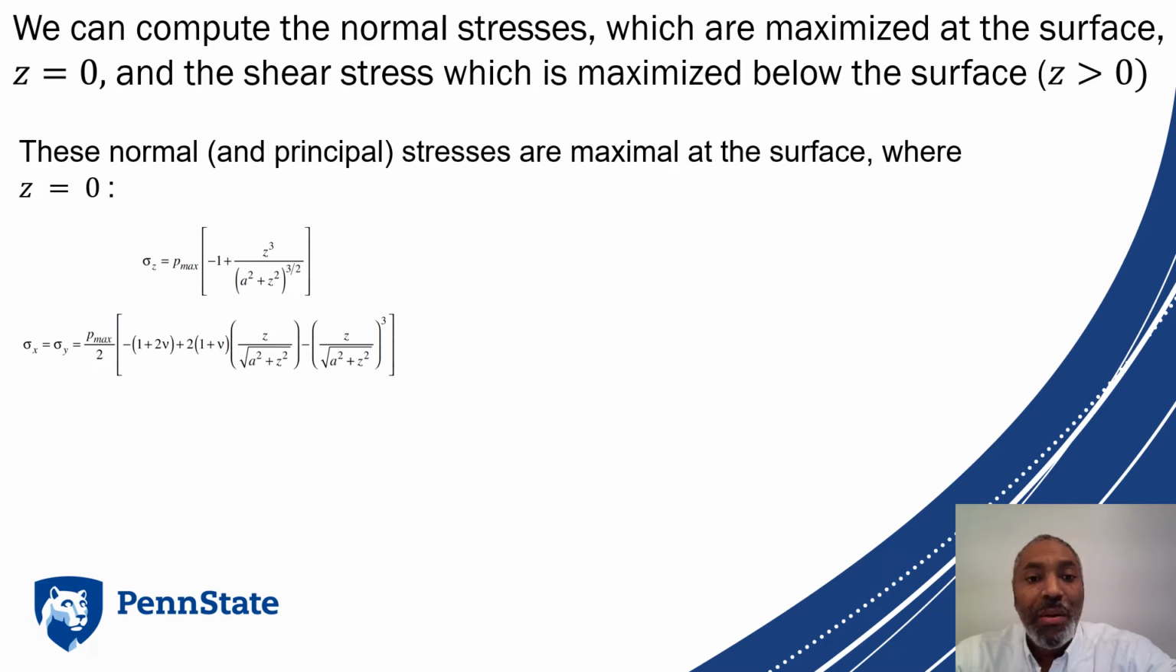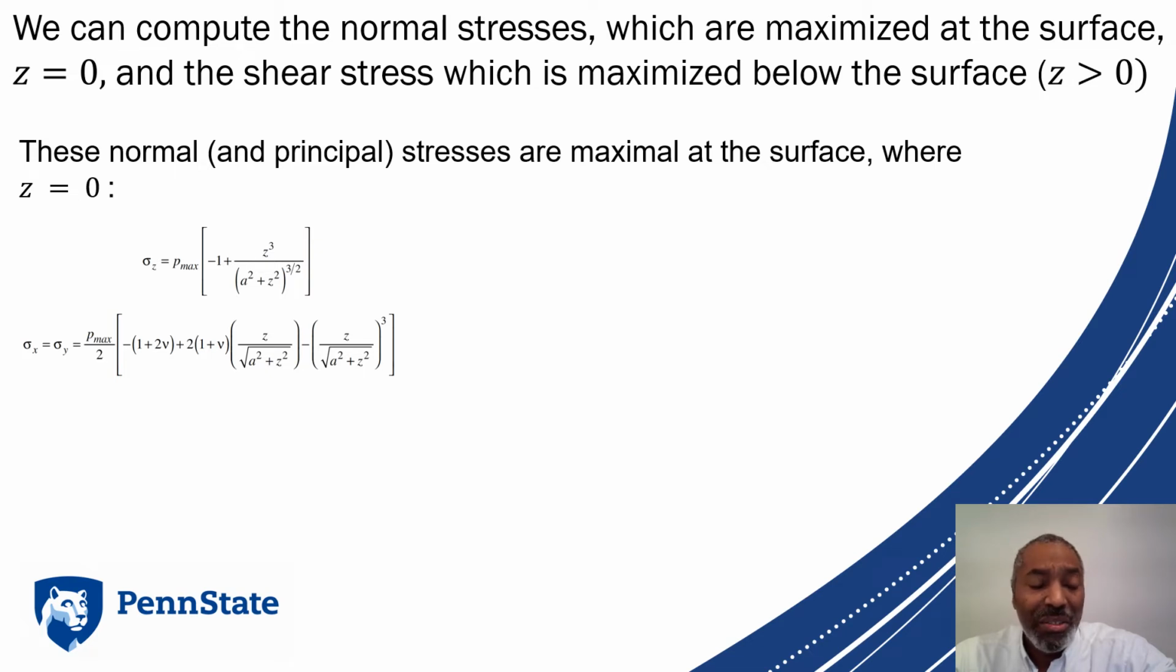Okay, so we can compute the normal stresses, which are maximized at the surface, where z equals 0. And we can also compute the shear stress, which we'll see is maximized below the surface, z greater than 0. So what do we mean by this? Well, at the surface, we've got sigma x, sigma y, and sigma z. These are our Hertzian stresses that are applied by the contact condition.